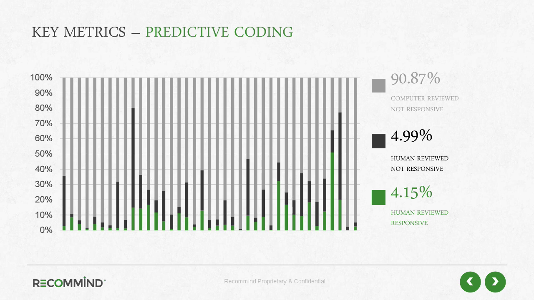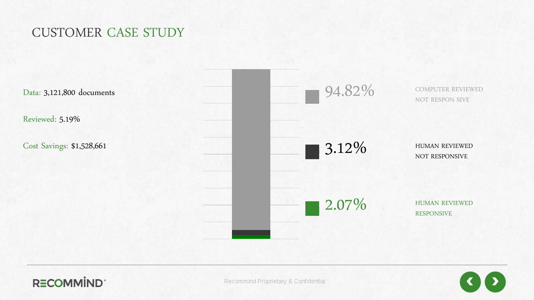Over 90% of data being computer reviewed as non-responsive and not requiring human review. And then we have results in terms of responsiveness rates on what is reviewed. And that turns into really massive cost savings on a particular matter. For example, in this particular case study, over 3 million documents, only 5% needed to be reviewed at a cost savings compared to manual review of over $1.5 million.